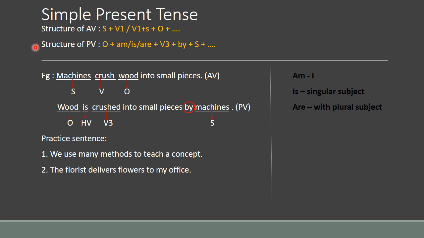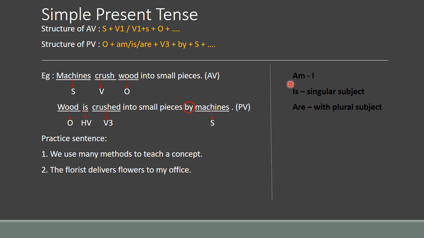Structure of passive voice: the object will be there at first, and then the helping verb. We should decide which one should be used based on the tense, right? So if you find the active voice sentence verb is in V1 or V1 plus s form, you can go with the helping verb am or is or are. I have explained here.